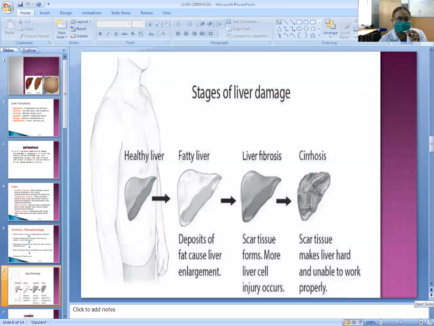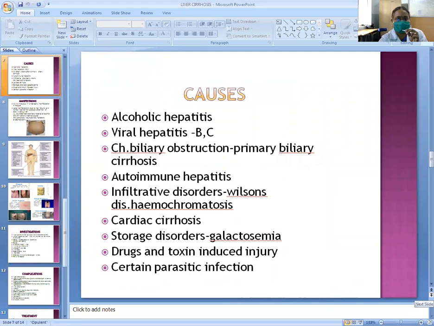These are the stages of liver disease. A healthy liver initially develops fatty changes, deposition of fat, later on liver fibrosis, and then it progresses to cirrhosis. So these are the various causes of liver cirrhosis. In our setup, in India, the most common causes are alcoholic hepatitis, viral hepatitis, and chronic biliary obstruction. These are the most common causes, the first three.